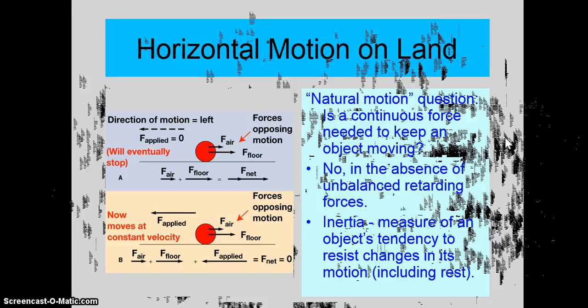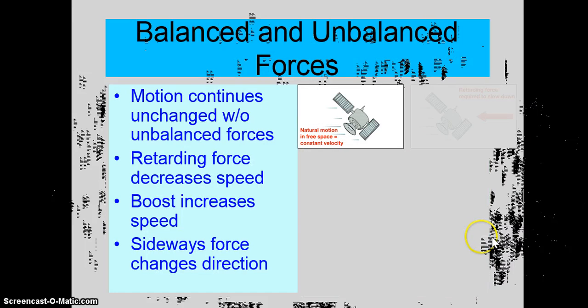This is all about horizontal motion. Let's just concentrate on this concept of inertia. It's a measurement of an object's tendency to resist changes in motion, which include rest. If an object is at rest, it's going to stay at rest. That's almost a statement of Newton's first law of motion.